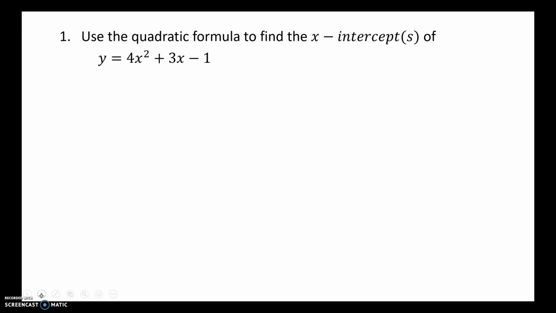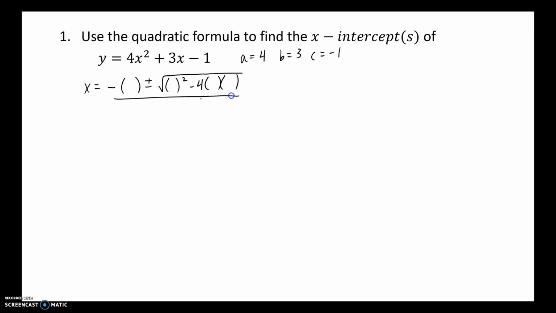All right, use the quadratic formula to find the x-intercepts of this function. So we have a is equal to 4, b is equal to 3, and c is equal to -1. Opposite of b, plus or minus the square root of b squared minus 4ac all over 2a. From the work you submitted for me to check, it was pretty good. You did okay with these minor mistakes, but that'll work itself out with practice.